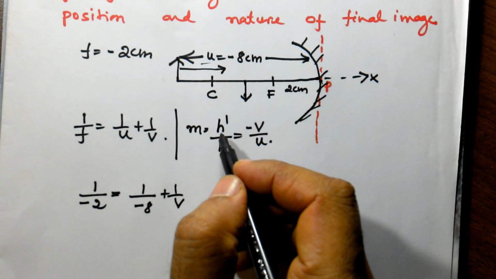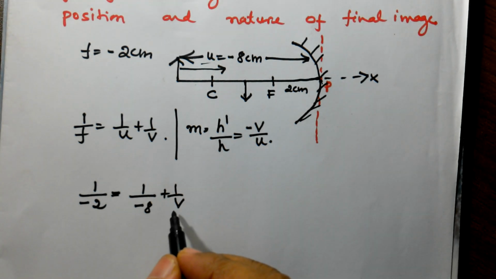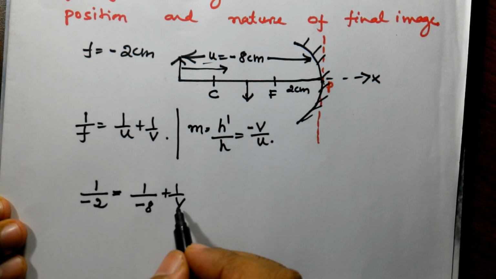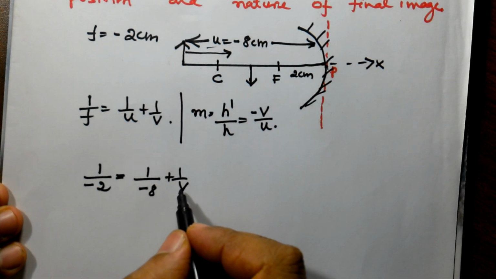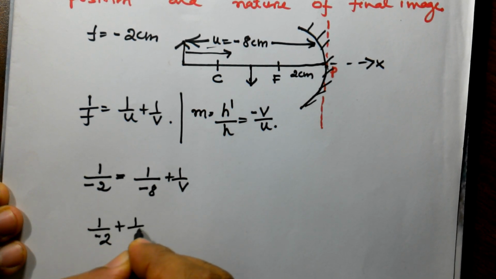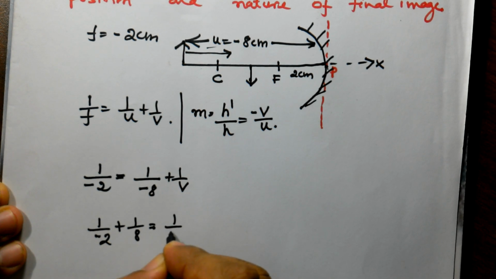Given data we use plus and minus. What the answer you have to get, that should come as it is. So now you should get V negative. We shall see whether it is negative or not. 1 by minus 2 plus 1 by 8 is equal to 1 by V.